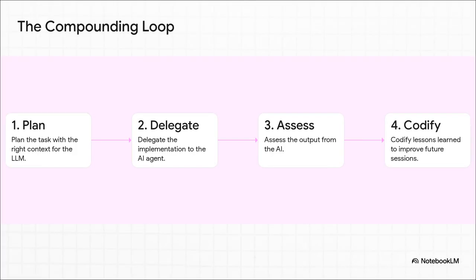And how do you do that? Through this 4-step loop. First, you plan the task. Then, you delegate it to the AI. You assess the output it gives you. And then, and this is the magic part, you codify what you learned. You don't just fix it and move on. You update a rules file, or you add to some internal documentation, so that lesson is baked into the system forever. That's how its value compounds over time.